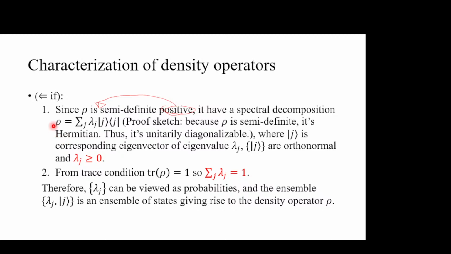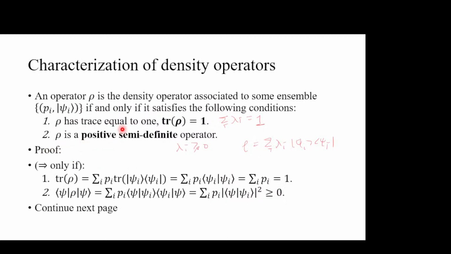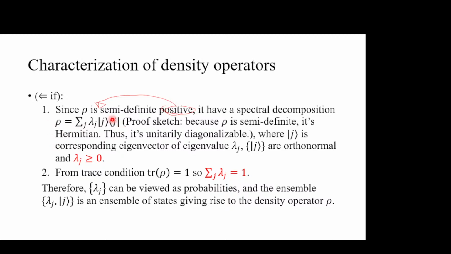So here we give an explicit construction of a PSD matrix that traces to 1 as an ensemble of quantum states. You diagonalize it, then the eigenvalues are the probabilities, and the eigenvectors are the corresponding pure states, and this ensemble will give you the density matrix.